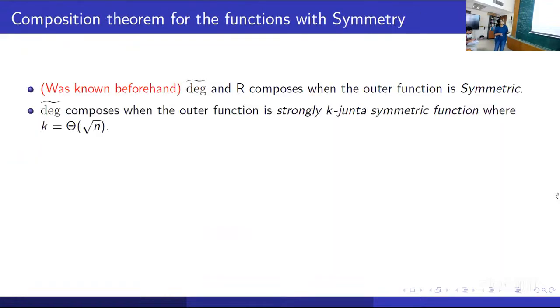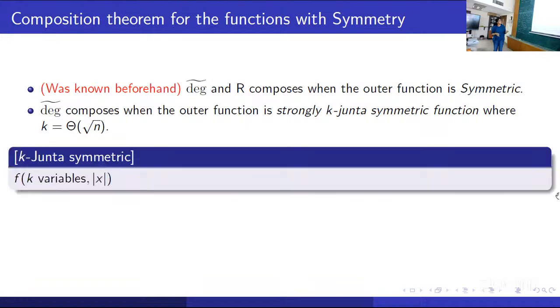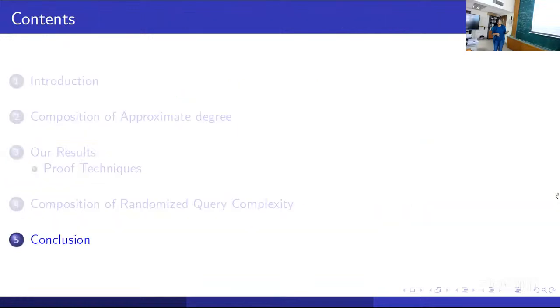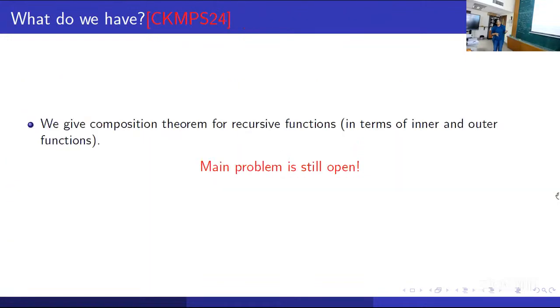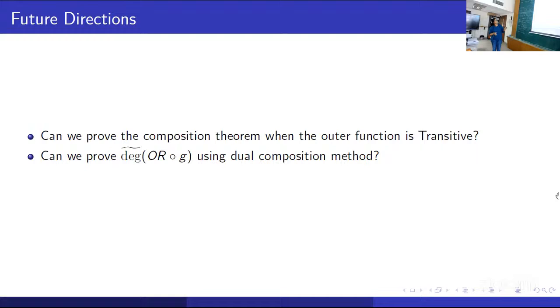So what are the applications of this? Our goal was trying to break the symmetry, but we could not. So we just proved some composition theorem for pseudo-symmetric functions, where the symmetric part is non-trivial, that is, it depends on the Hamming weight of the input. And this is the table. Of course, the main open problem is still open. And here is maybe a weaker problem: when the outer function is transitive, can you prove that? And of course, I have already mentioned these: can you prove R of f compose g using the dual composition method? And that's all.